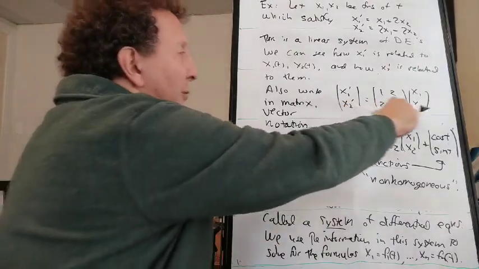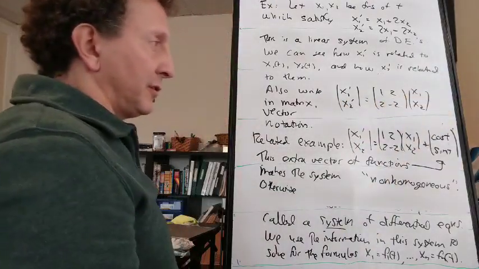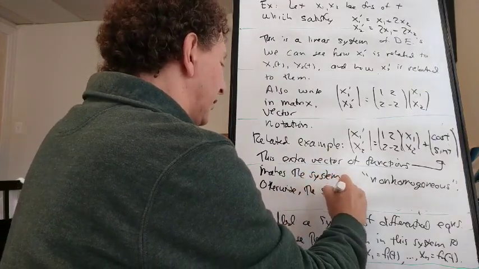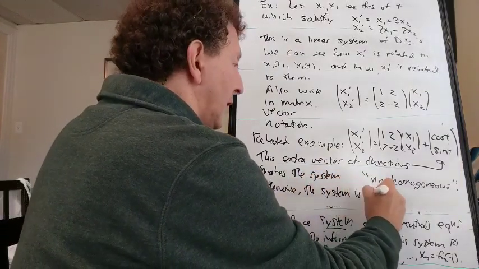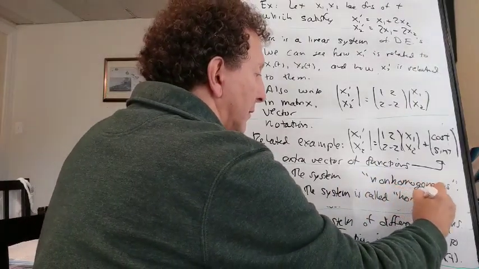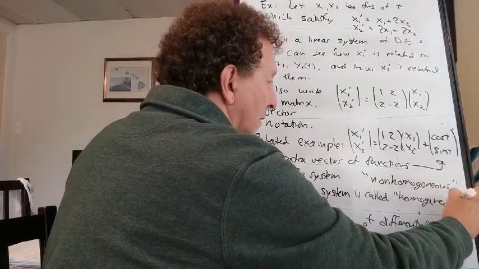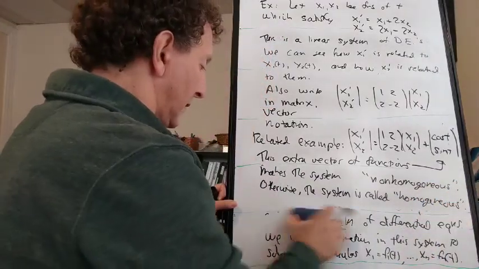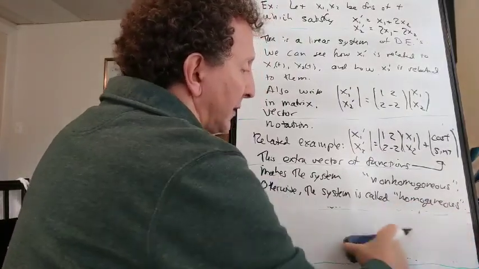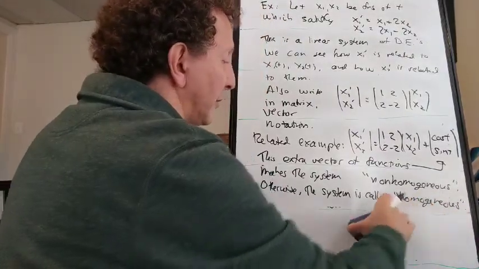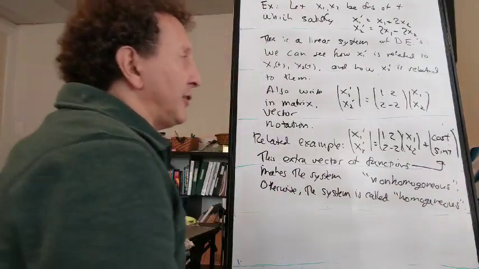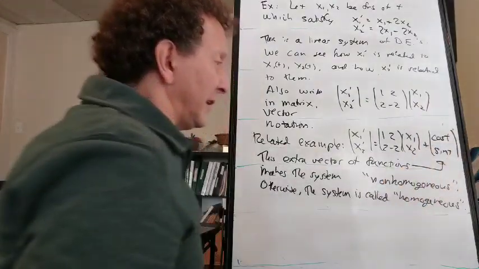Otherwise, like in the previous example where there are no other functions added on the right, the system is called homogeneous. So this extra vector on the right functions sort of like the right-hand side of a single differential equation. If it's 0, we say homogeneous. If it's not 0, we say non-homogeneous.